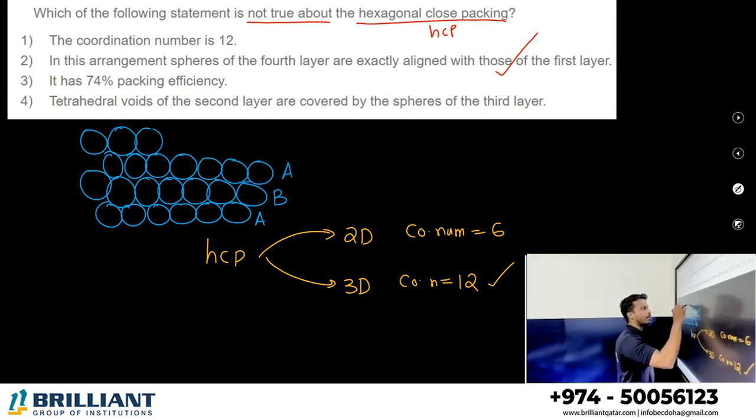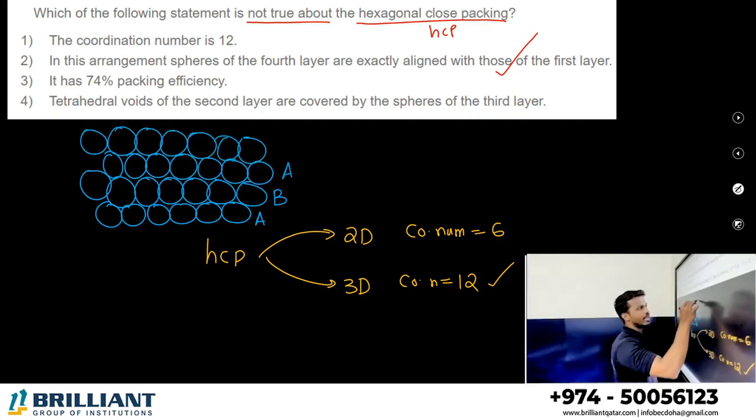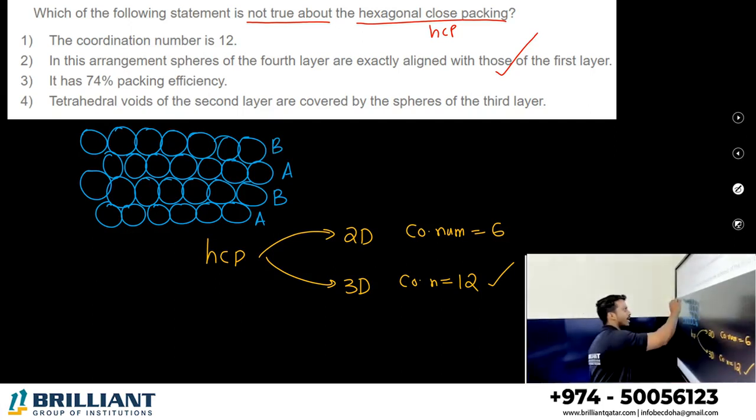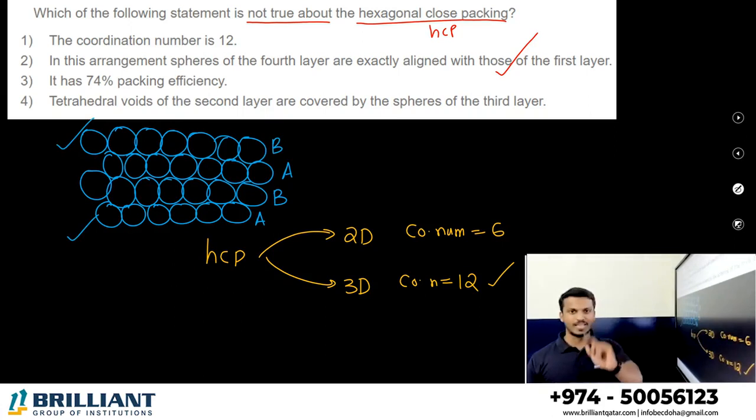Then the fourth layer comes in the depression of the third row. It is again B, so it is an AB type arrangement. So the fourth layer and first layer are not the same. What they said in option 2, in this arrangement, spheres of the fourth layer are exactly aligned with those of the first layer. Now they are different. Option number 2 is the correct answer.